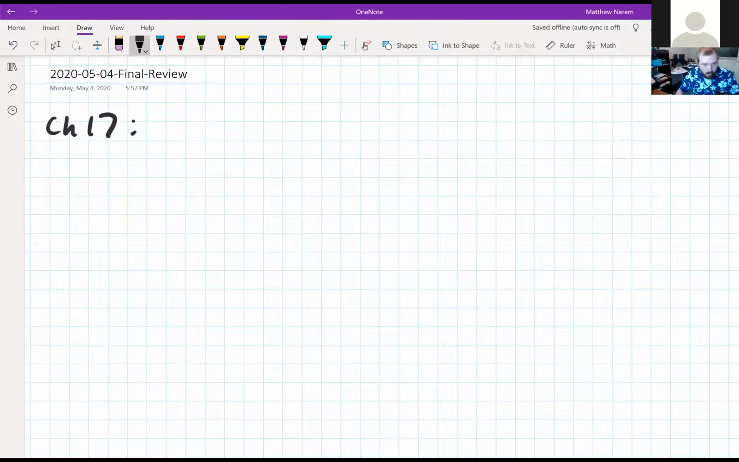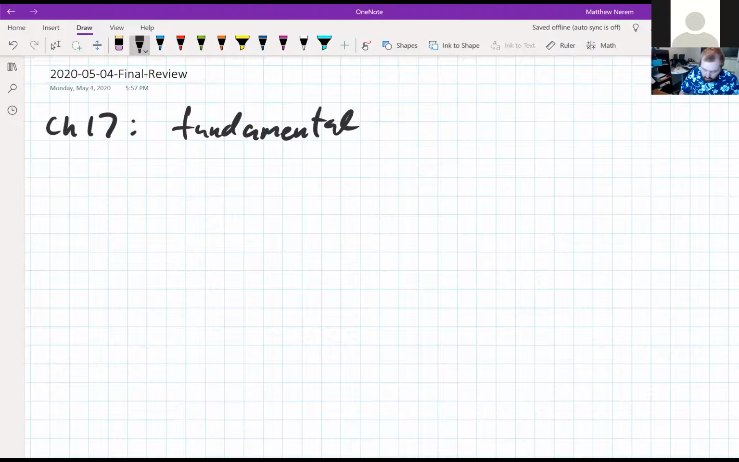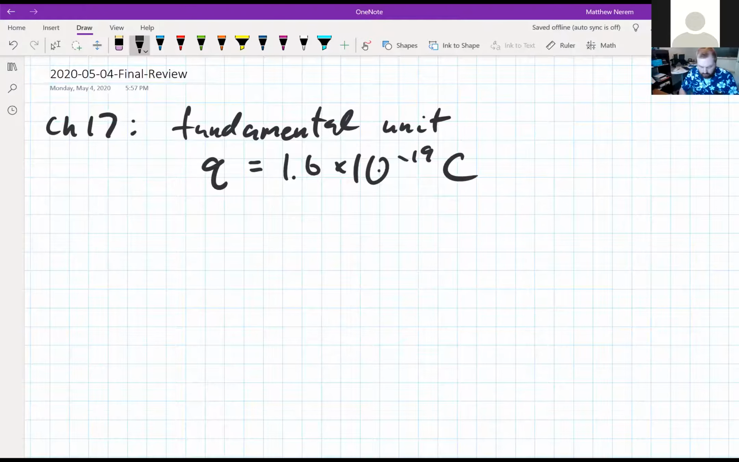So, all the way back to the beginning. I've labeled these by chapters relative to the book instead of the modules or sections, just chapters in the book, right? And this is basically electricity, our introduction. So let's start writing down concepts. The fundamental unit of charge, right? I label it with a lowercase q, and it is 1.6 times 10 to the negative 19th coulombs, right?